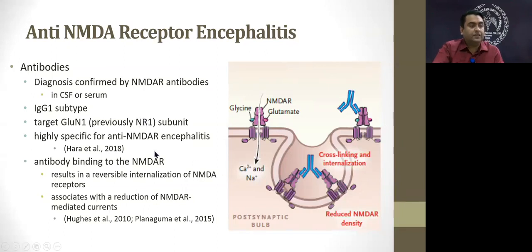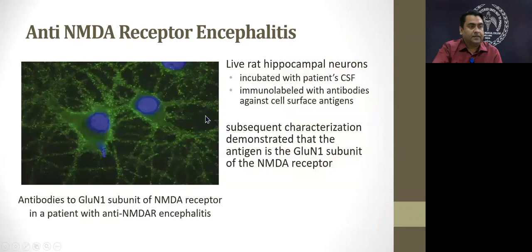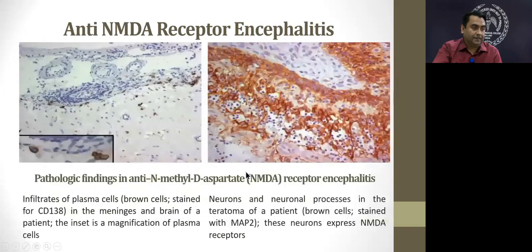The antibody binding to the NMDA receptor results in internalization of the receptor after cross-linkage, like we previously mentioned. Once this happens, there's a reduction in the NMDA-mediated currents. This is a picture similar to what I previously showed, where you have the antibodies to the GluN1 subunit of the NMDA receptor in a patient with encephalitis.